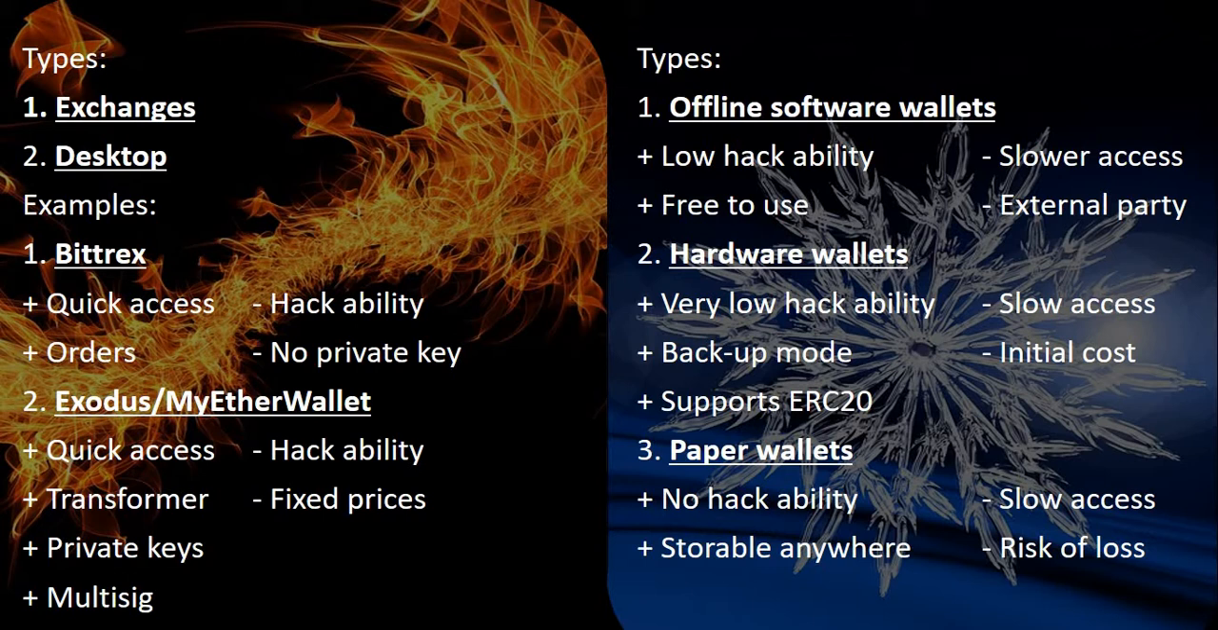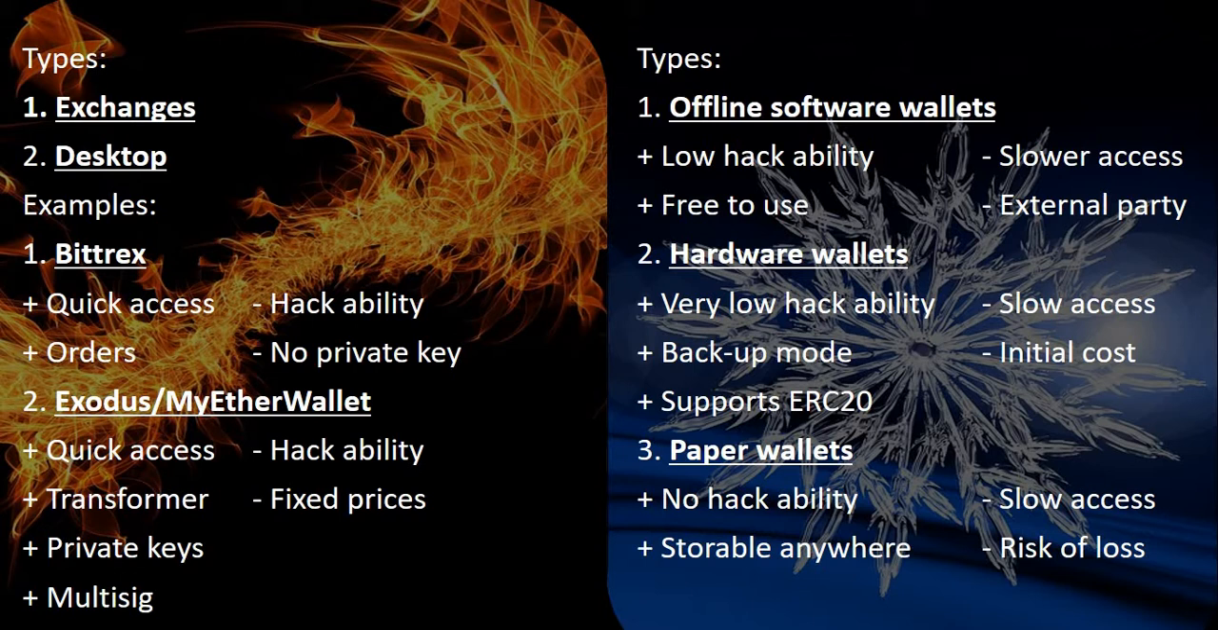So the exchange stores it for you and verifies the transaction with your private key once you're conducting one. The second option is using software on your desktop or on the internet apart from exchanges. Two examples are Exodus, which is software, and MyEtherWallet, which is on the internet apart from a software. The upsides and downsides. First upside is again quick access because you remain connected to the internet, but as you might already know, the hackability stays high because you are connected to the internet.